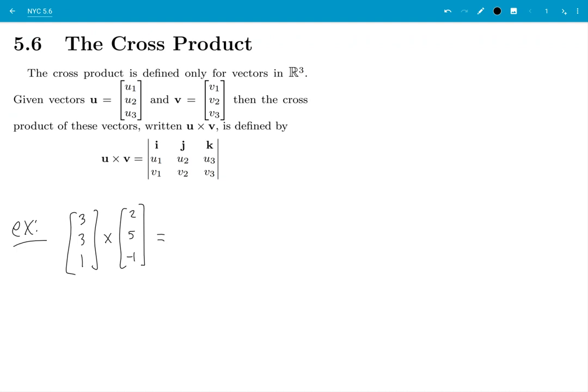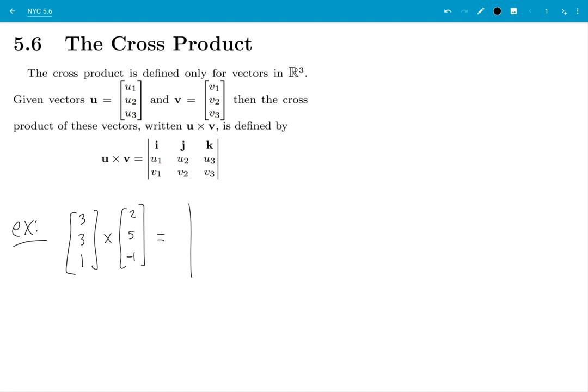In R4, R5, and R6, it's not possible to define a product that resembles this one. But in R7, oddly enough, it is possible to do something. If you're curious, I could point you in the right direction. But we will move on in R3. So we're going to define it as a determinant. Very convenient. So here's an example.